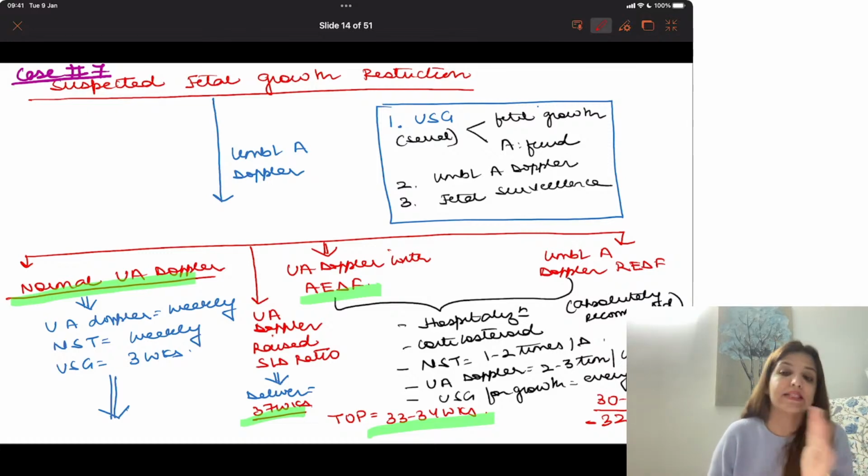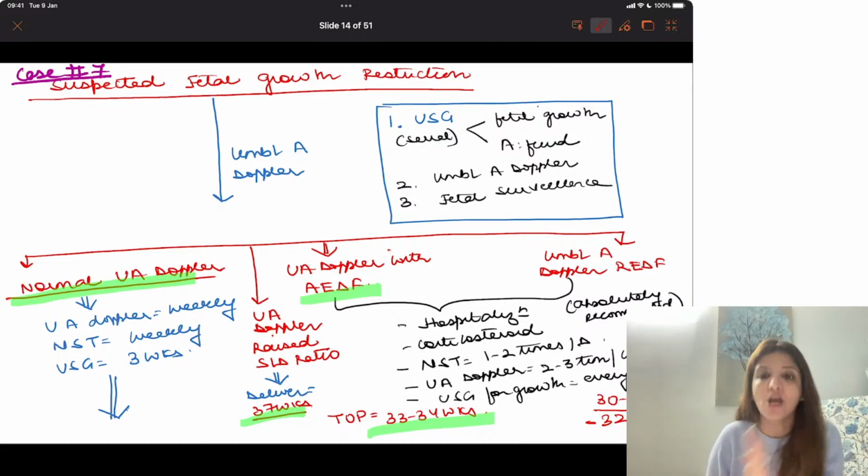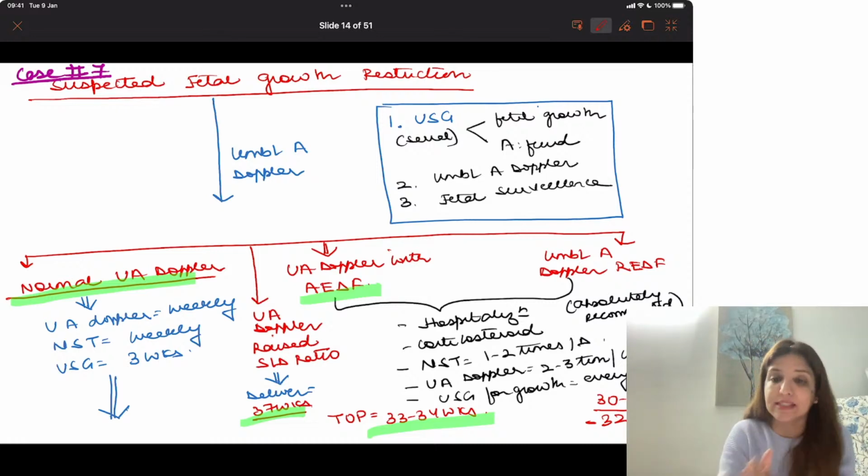So what if your question comes that there is umbilical absent end diastolic flow and gestational age is less than 33 to 34 weeks. So if there is absent end diastolic flow and gestational age is less than 33 to 34 weeks, or if there is reversed end diastolic flow and gestational age is less than 30 to 32 weeks, very, very often asked questions in your NEET and INICET.